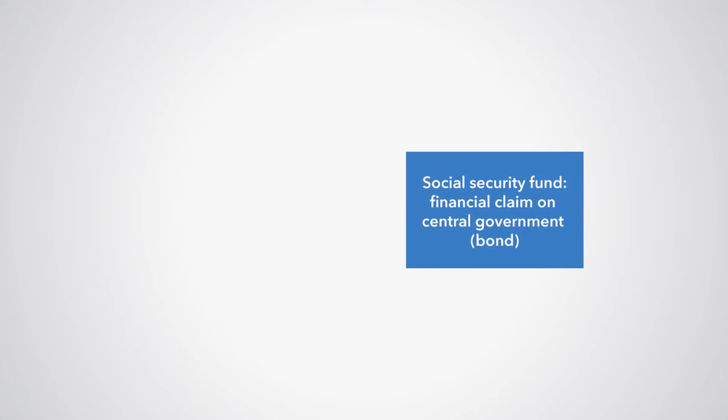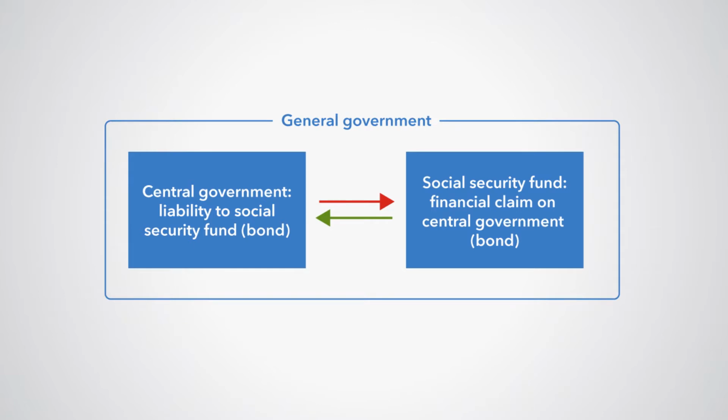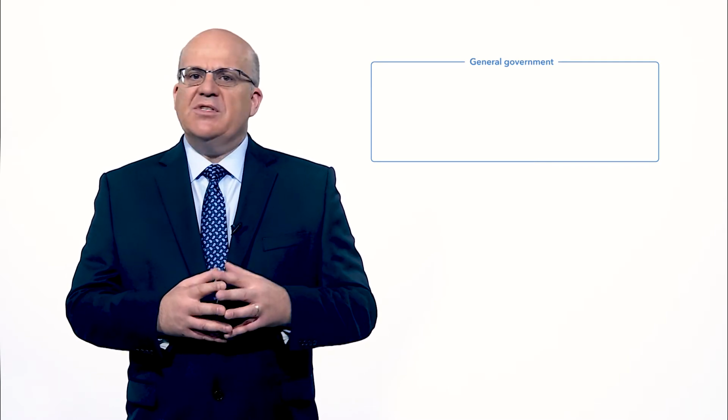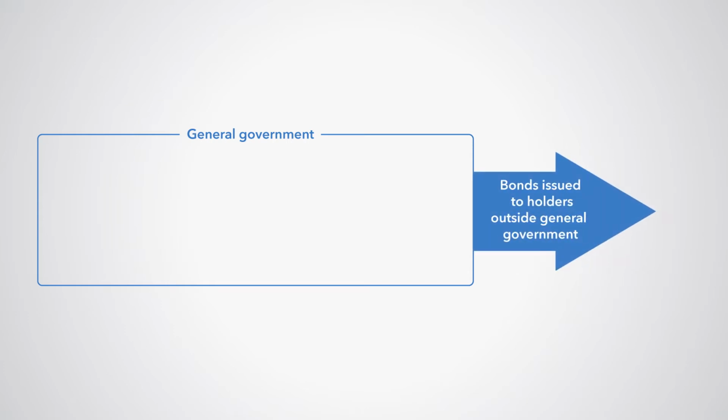Let's consider an example. If a social security fund owns a bond issued by the central government, and the data for the two units are being consolidated, then the stock positions of bonds held as financial assets and liabilities of the consolidated unit, say general government, are reported as zero. In other words, as if the bond position between these two units did not exist when they are combined. The consolidated general government position, therefore, shows only the bonds issued to holders outside the general government sector.